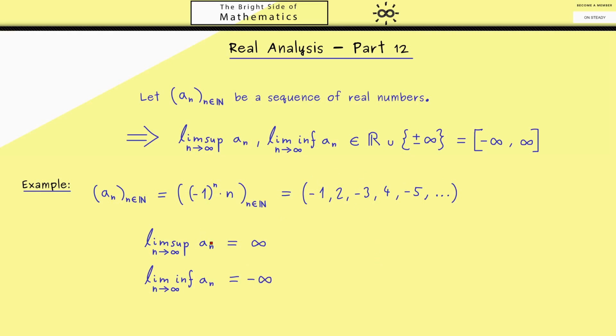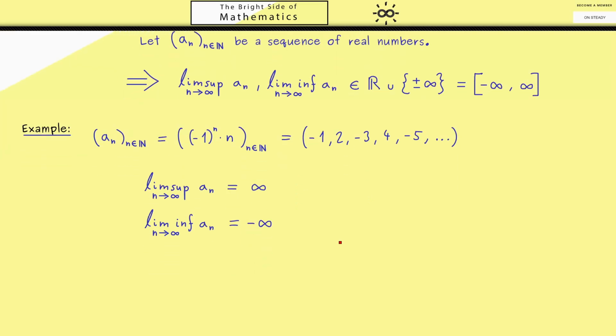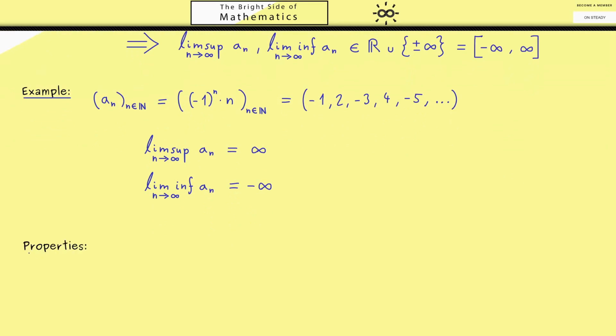So you see, this is a simple example, but it tells us that all the elements in this set are possible values for the limit superior and limit inferior. With this in mind, let's formulate some properties. First, let's discuss what we have for convergent sequences. Here please recall, the lim_sup is the largest accumulation value and the lim_inf the smallest one.